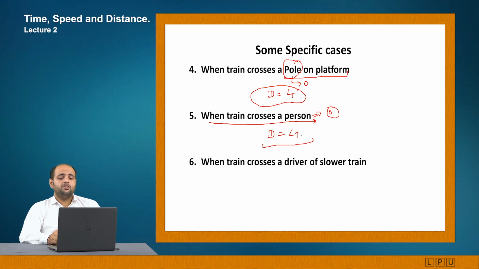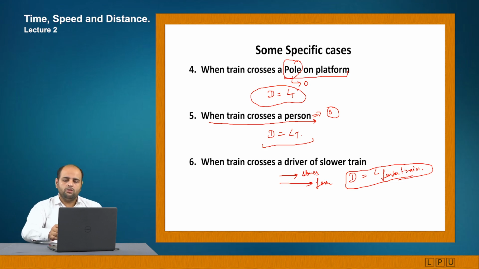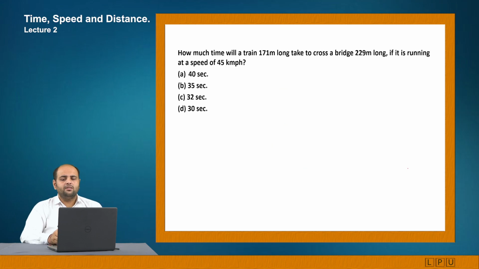And there is also another case when a train crosses a driver of a slow train. We are saying that this is a slower train going there and there is a faster train crossing it. Now in how much time will this faster train cross the driver of the slower train? This is the similar case when a train crosses a person, because we are considering only the driver of that train. So in that case also, the distance will be the length of the faster train. So you should keep in mind while solving these questions how we have to put down the values. Now let's take one example.